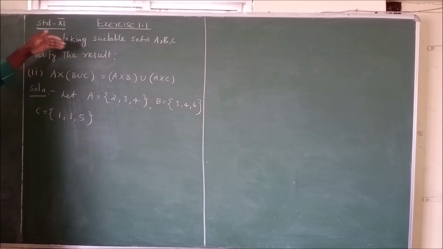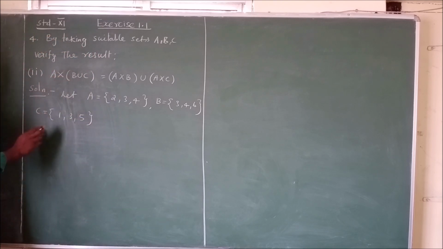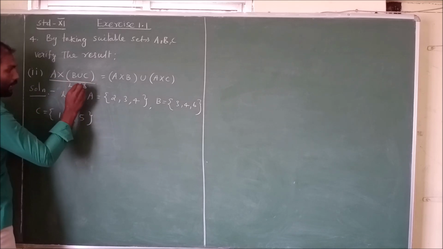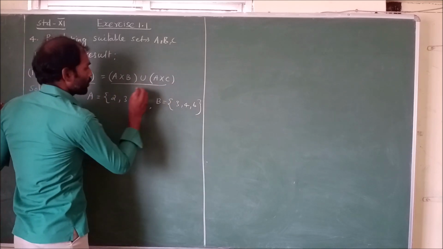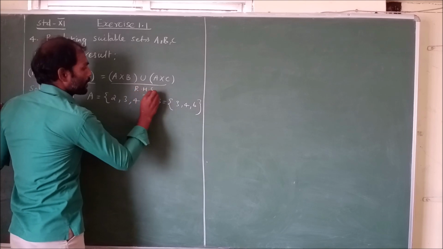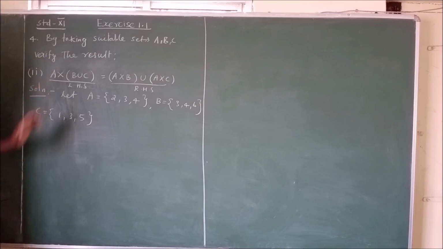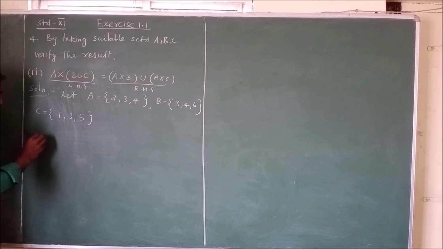Clear that? Then applying the result, we find the LHS, left hand side, and also find the RHS, right hand side. If both are equal, then the result is verified. So now we have to find the bracket term, B union C. First we have to find B union C.